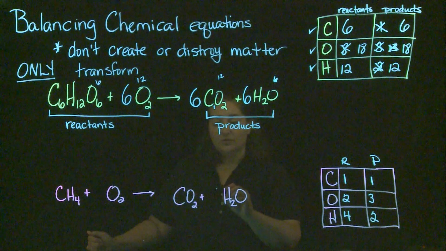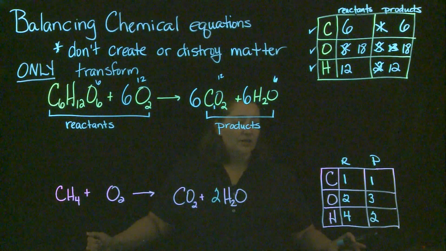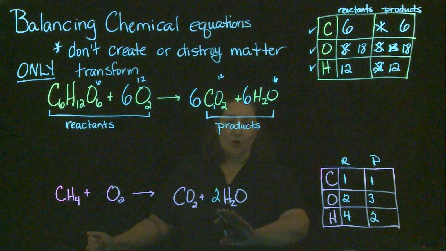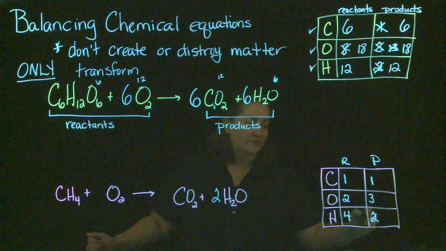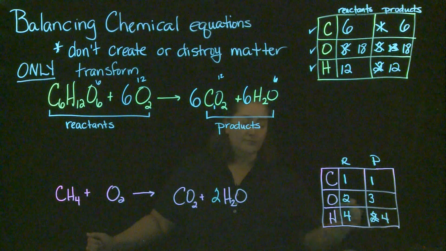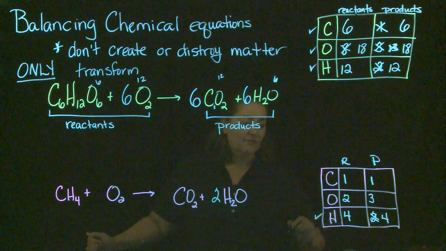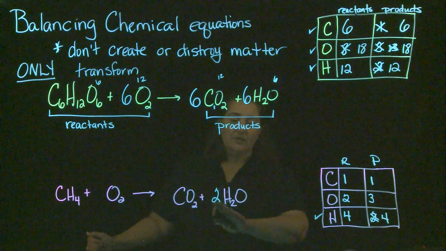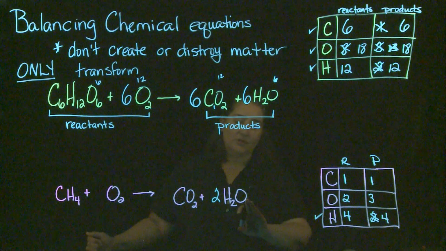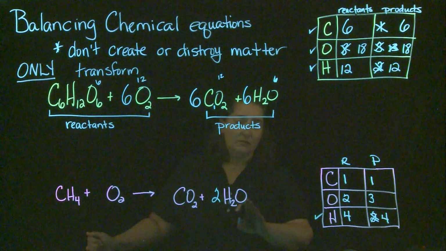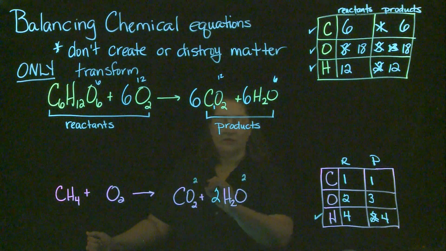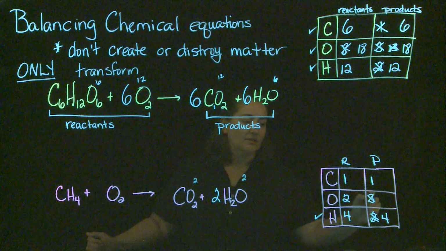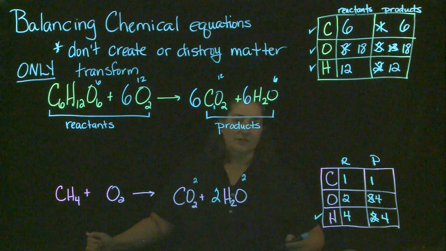Because what we can do, we can put the 2 in front of the water. So 2 times 2, that now gives us 4, all right? So we've balanced hydrogen. But again, we have to apply that 2 to the oxygen. So 2 times 1 is going to give us 2. So we've got 2 oxygen here, we've got 2 oxygen here. Now we've got 4 oxygen.